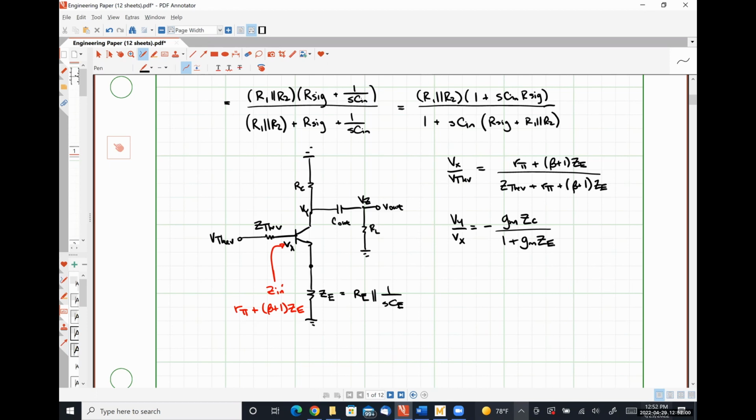And then lastly, we have a transfer function for this voltage divider connected at the output, right? Which is going to be V out over Vy, which is going to look like RL over RL plus 1 over SCL. We're going to work our way from the output back towards the input, because that's the least complicated towards the most complicated.